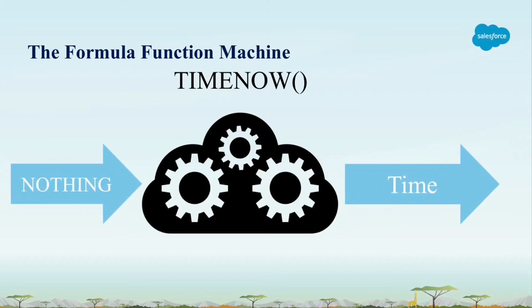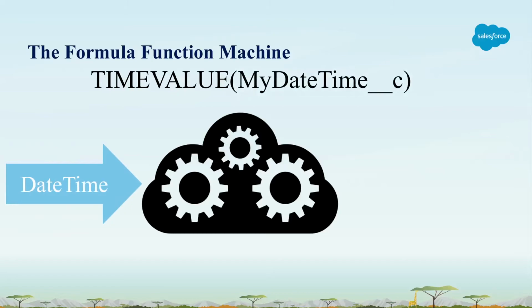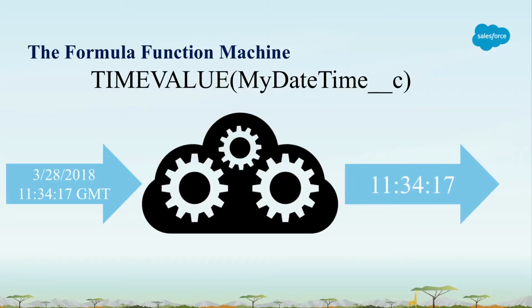Wait, so time now, same thing as now. I'm going to rush a little bit because we started late. So time now, give it nothing, get out a time of like right now. Time value is what you're looking for. You give time value a date time, and it strips off the time portion, just like date value stripped off the date portion. So now here's where it gets funky. If we give it this date time, we will get 11:34 and 17 seconds.